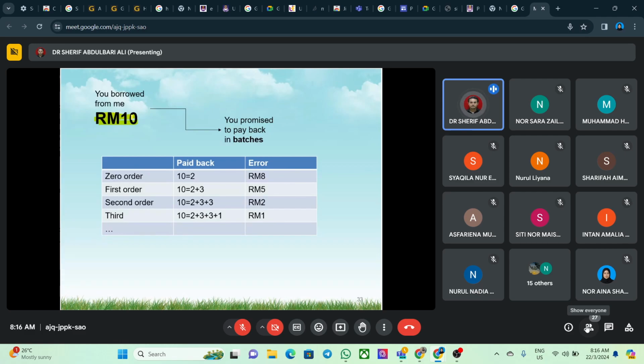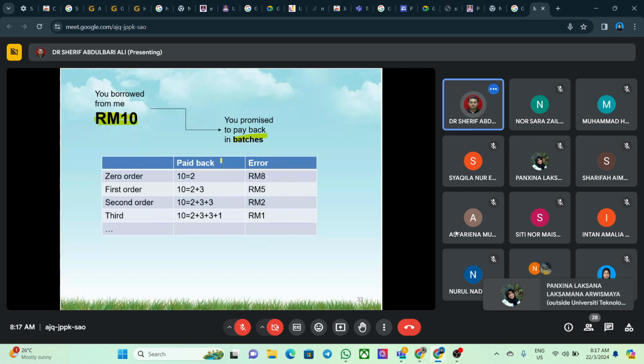And you promised me that you are going to pay me back the 10 ringgit, but in the form of patches. So this means you are not going to give me 10 ringgit directly. You are going to make it as a cut, as a patch. Maybe one day you will give me 1 ringgit, the second day 2 ringgit, the third day 3 ringgit. So now take this scenario with me.